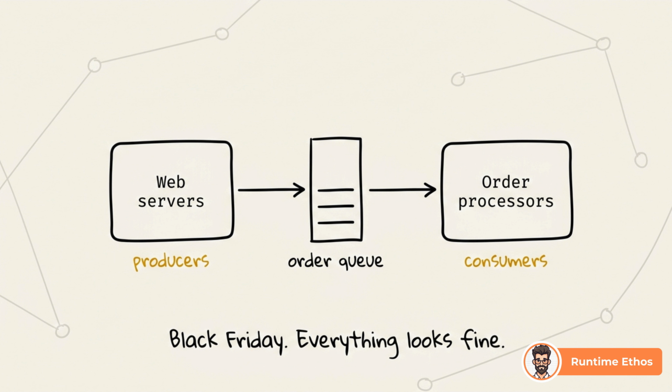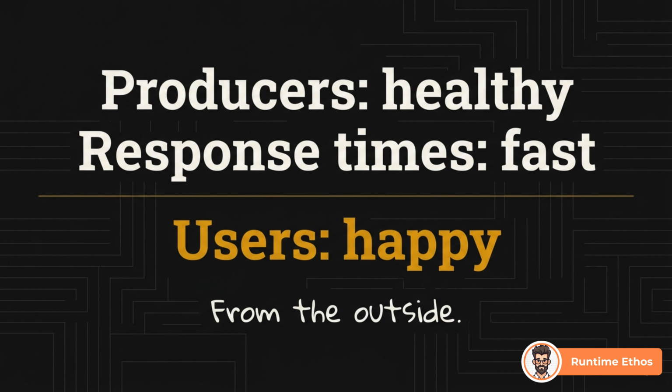Let's get into it. Black Friday. An e-commerce team has just introduced an order processing queue. Web servers push orders in, order processors work through them, the traffic spike hits exactly as expected. Producers healthy, response times fast, users happy. From the outside, the system looks perfectly fine.